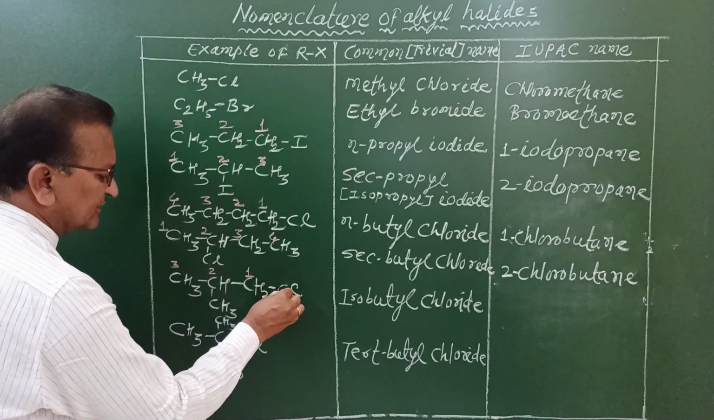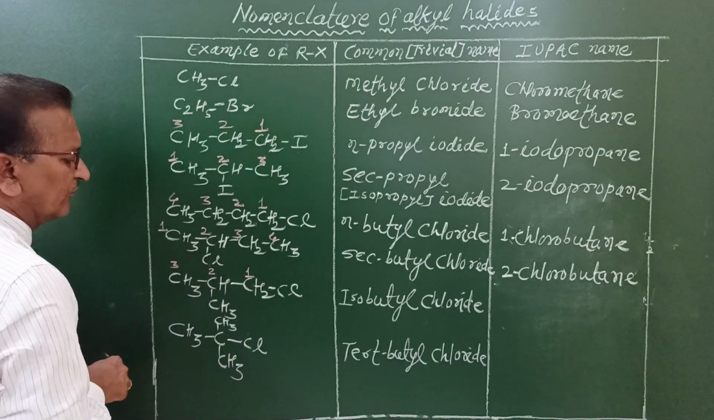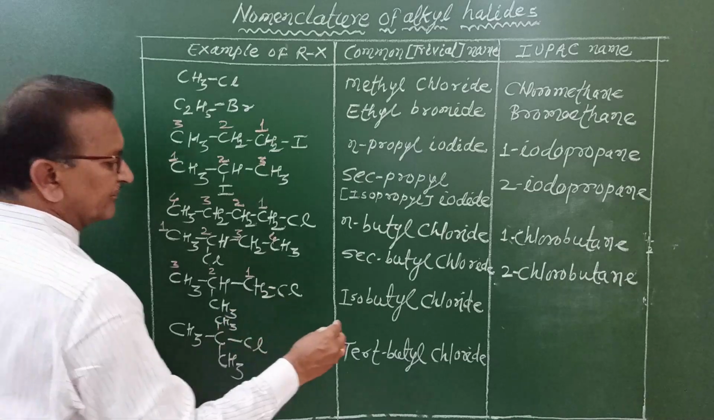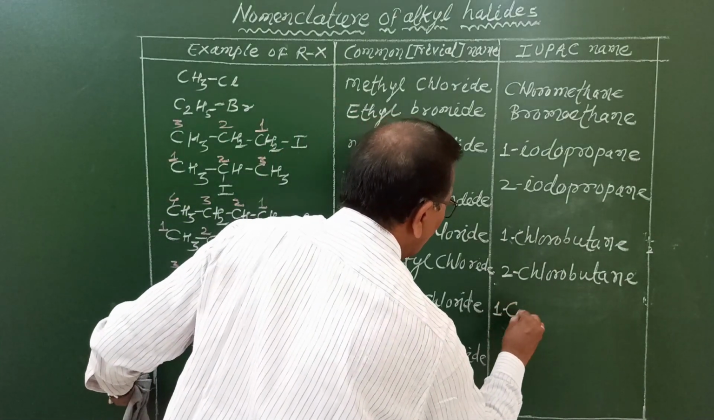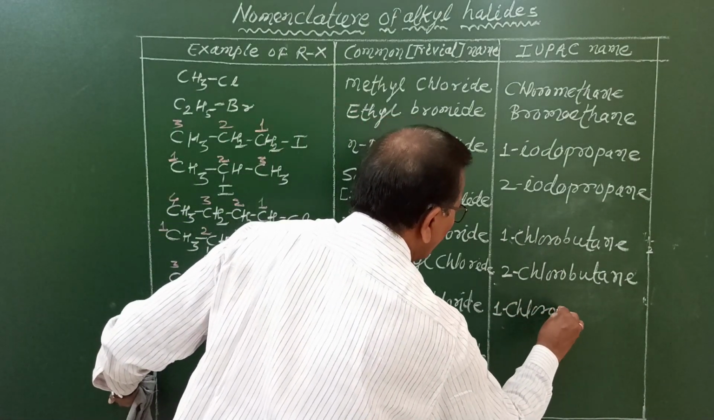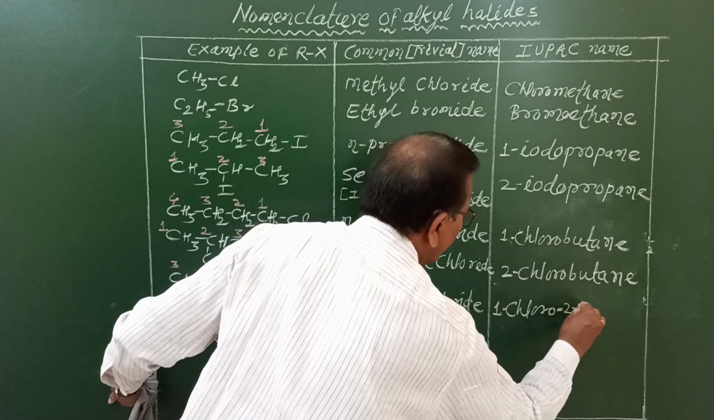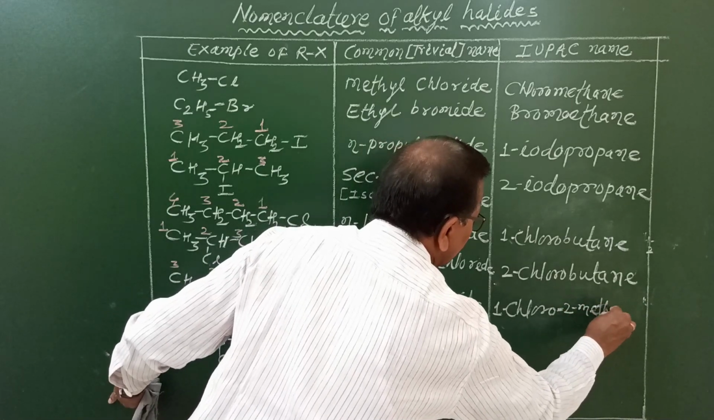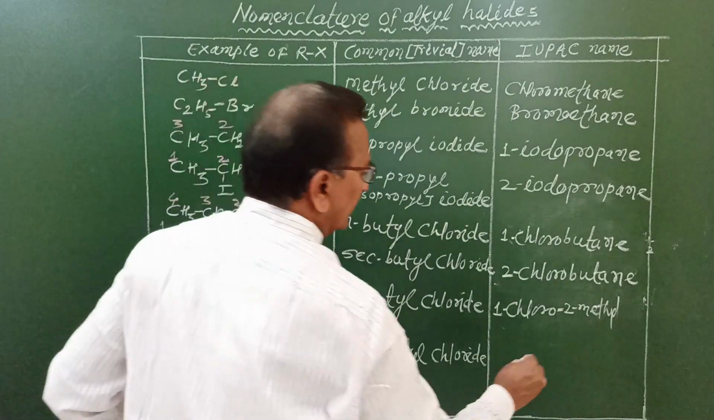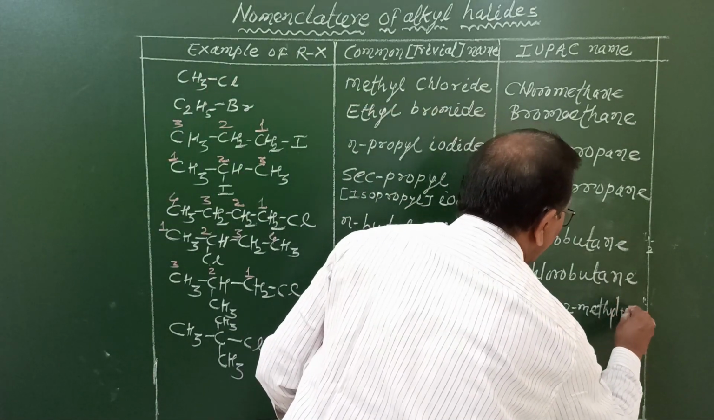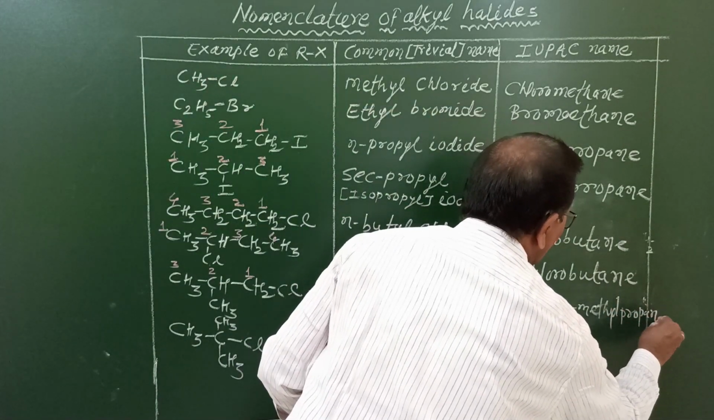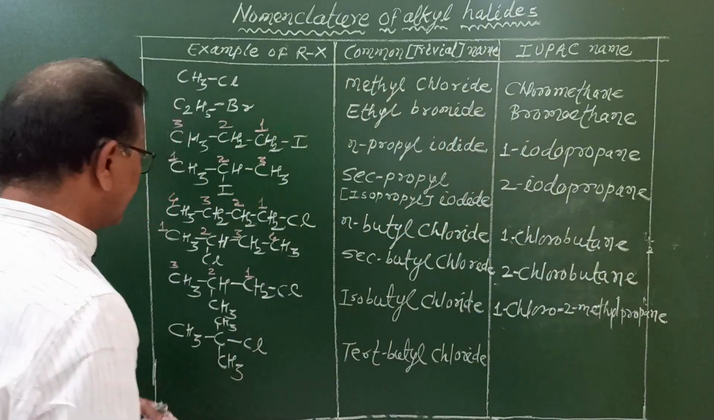For the position of the halogen atom, first we have to write 1 followed by chloro. Therefore what is the complete name? 1-chloro, then again hyphen 2-methyl, since the methyl group is a branch at carbon number 2, followed by propane, since there are 3 carbon atoms in the longest continuous chain. Now let us see this one.